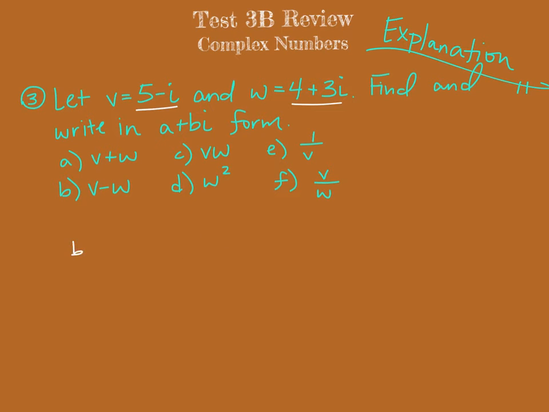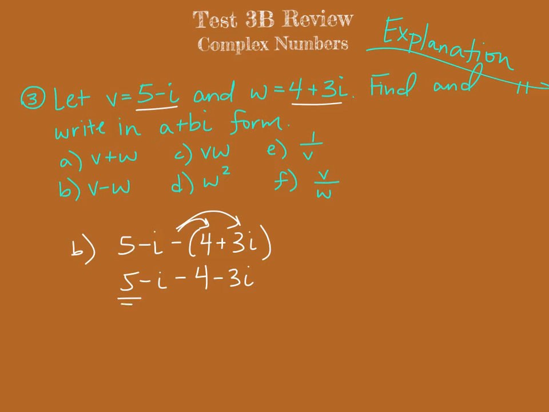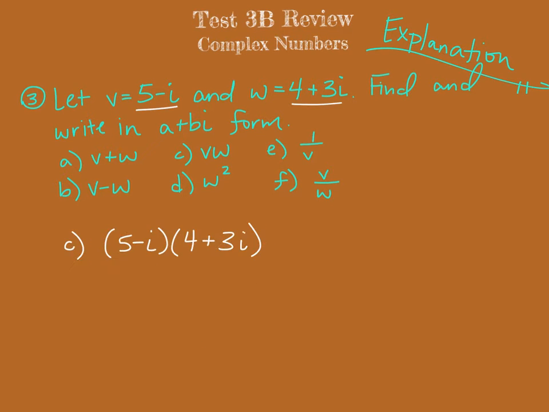In part B, we want to subtract v minus w. When subtracting, we do need to care about the order that we're subtracting. And I do need to put parentheses around what I'm subtracting since we will have to distribute that negative sign through. When we distribute the negative sign through, we'll have -4 and -3i. Then once again, we combine our like terms. Our real part will be 1, and our imaginary part will be -4i.